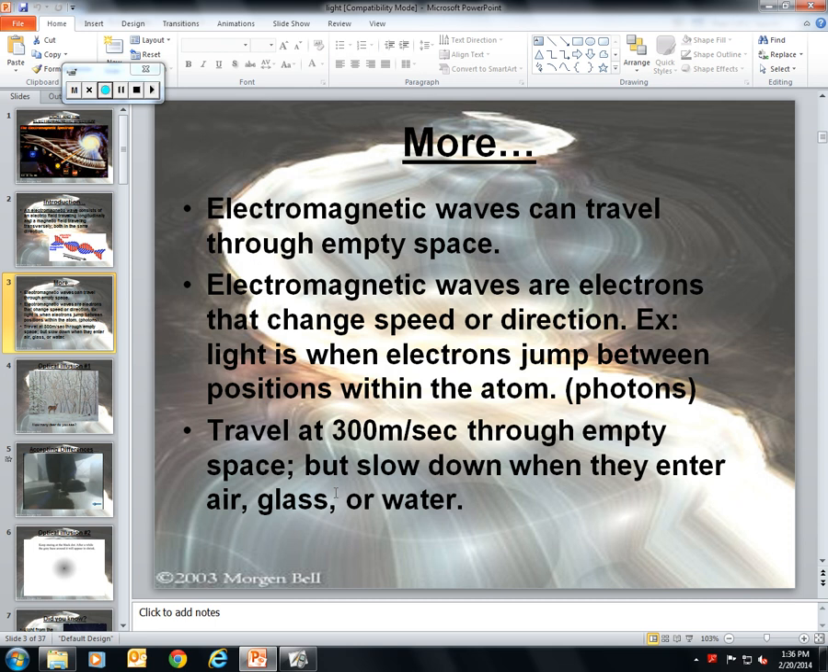It gives you an example. Specifically, light is when an electron jumps from one position in the atom to another, and we call those photons. They can travel 300 meters per second through empty space. Of course, when they hit any other medium, they slow down.